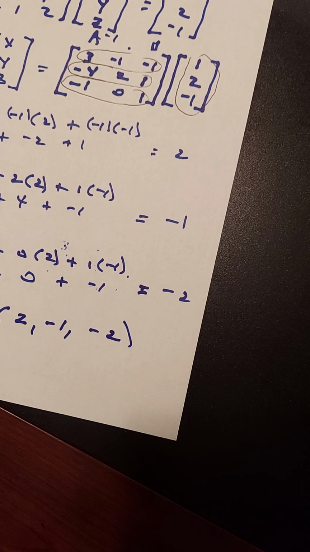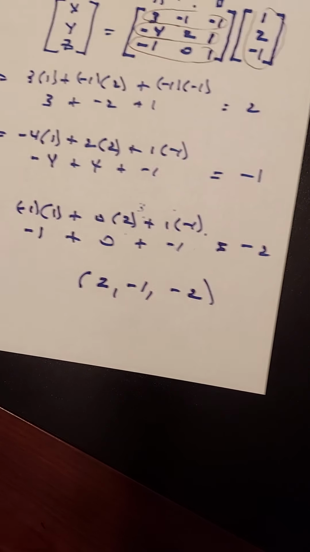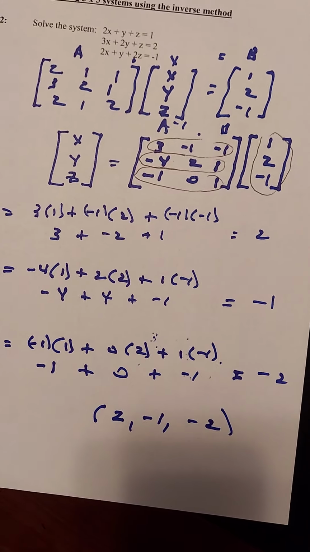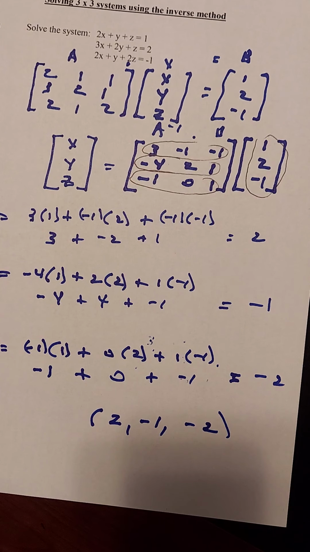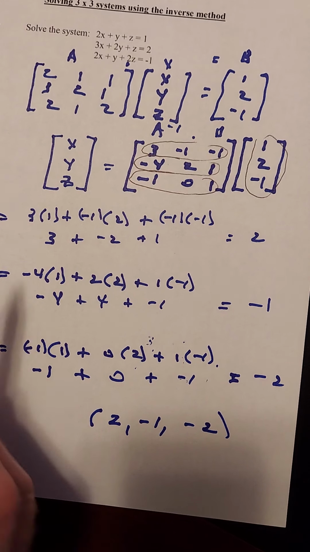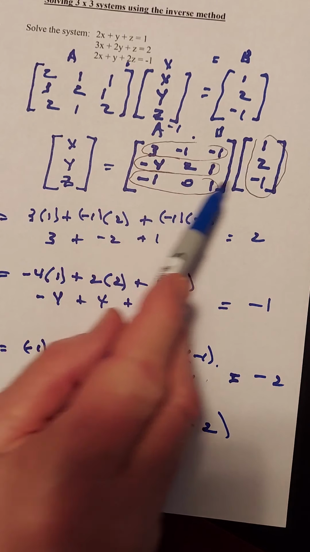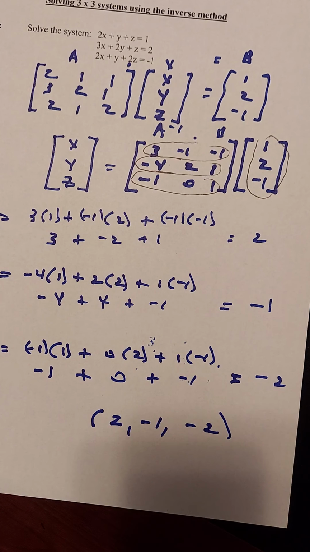I'm checking my answers as I'm going through there. 6, 4, 4, 3. Yes, those are correct. So it's really the same technique we did for the 2x2s. I found the inverse of this one, and then you simply multiply. If you do all that, that gives you the answers.